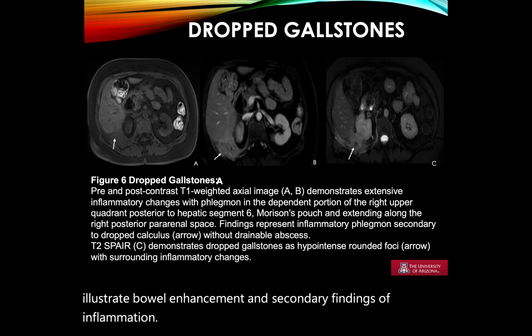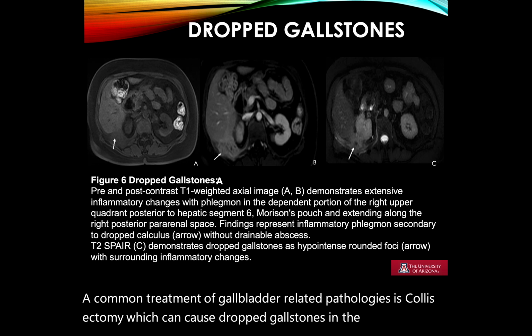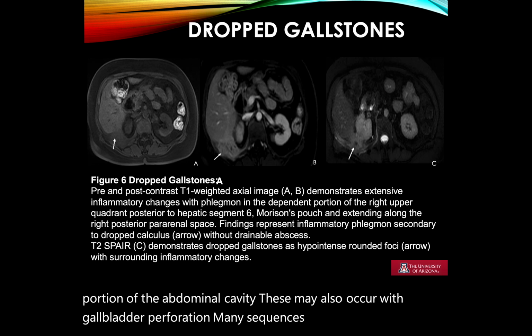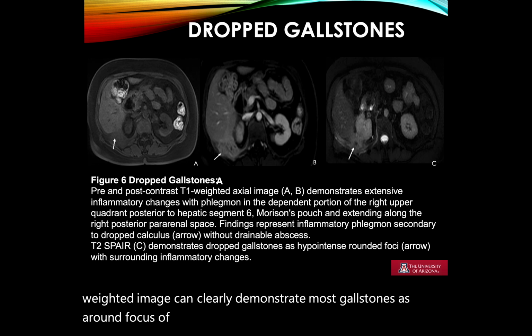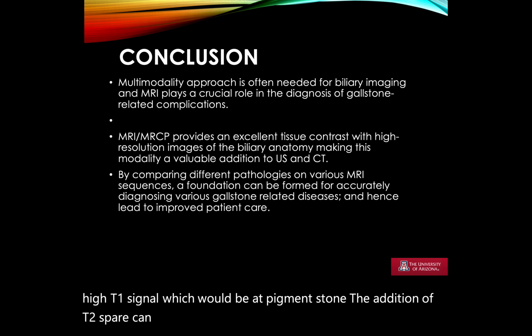A common treatment of gallbladder-related pathologies is cholecystectomy, which can cause dropped gallstones in the dependent portion of the abdominal cavity. These may also occur with gallbladder perforation. Many sequences, including both T1 and T2 weighted image, can clearly demonstrate most gallstones as a round foci of low T1 signal, which would be a cholesterol stone, or a high T1 signal, which would be a pigment stone. The addition of T2 SPAIR can demonstrate extensive inflammatory changes.